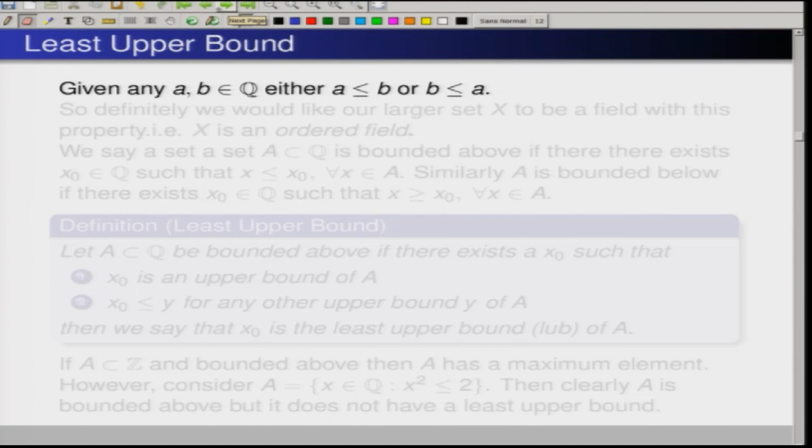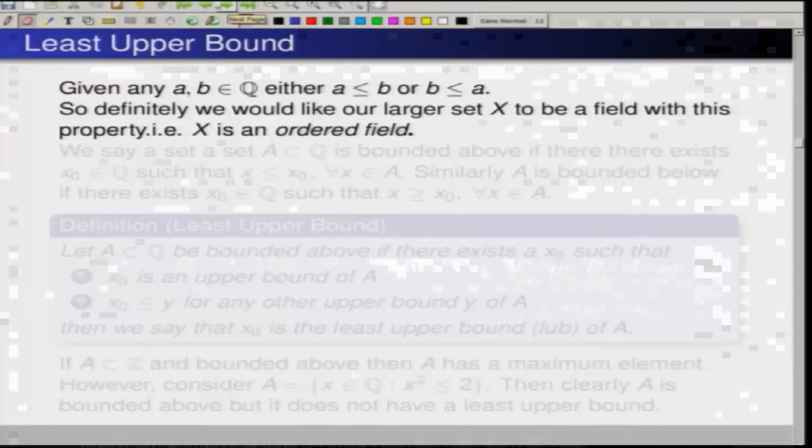Now, let us look closely at the set of rationals, what other properties the rationals have. In that direction we can see that if you give me two rationals A and B, then either A is less than or equal to B or B is less than or equal to A. Either A is strictly less than B or B is strictly less than A or A is equal to B. That means, if you give me two different rational numbers, then one is bigger than the other. So there is an order structure inherent in the set of rational numbers.